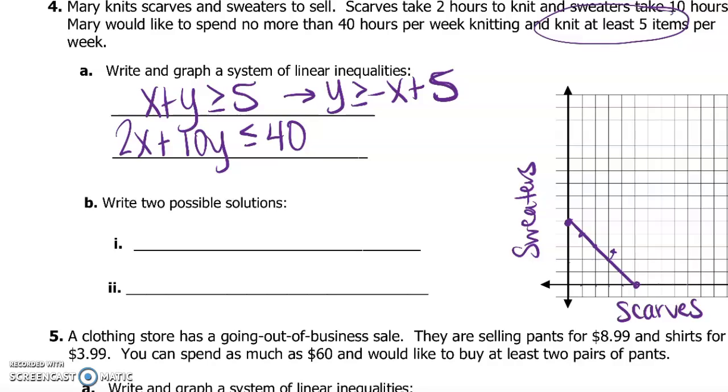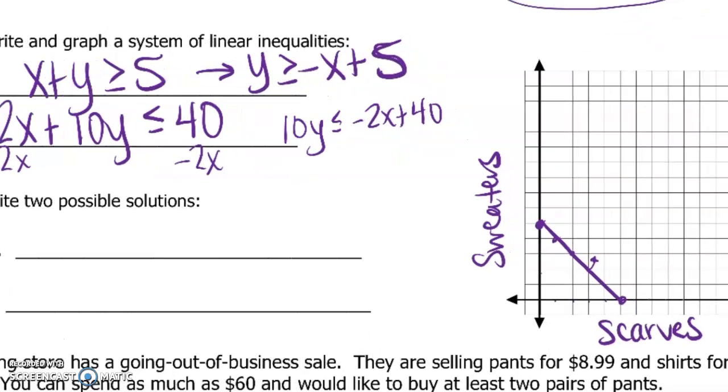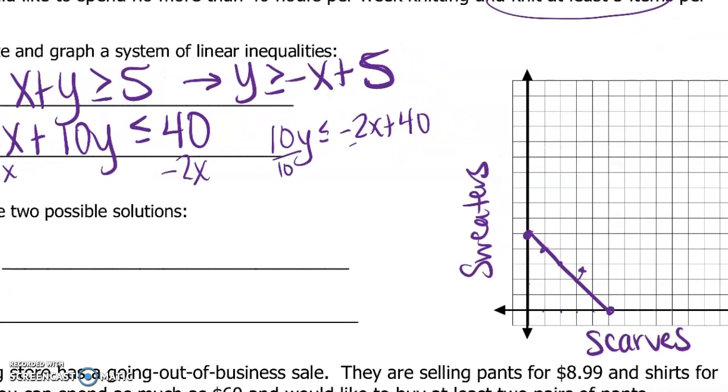When you solve the bottom one, you would subtract 2x from both sides. So 10y is less than or equal to negative 2x plus 40. Divide everything by 10. Y is less than or equal to negative 1/5 x plus 4. So when you simplify that, you get negative 1/5 x plus 4.